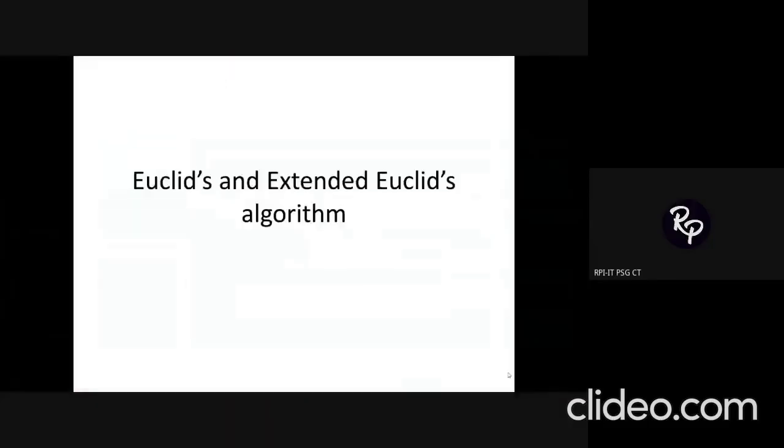Euclid's algorithm and extended Euclid's algorithm. Euclid's algorithm is mainly used for calculating the GCD of two numbers. You might already know other methods for calculating the GCD of two numbers, like factorization methods, and other methods are also available. So this is one another technique for calculating the GCD of two numbers.